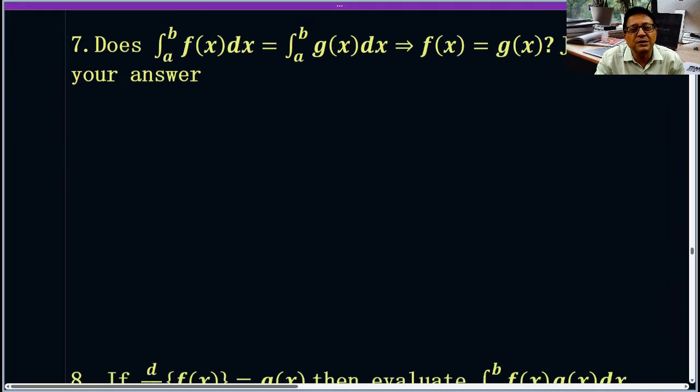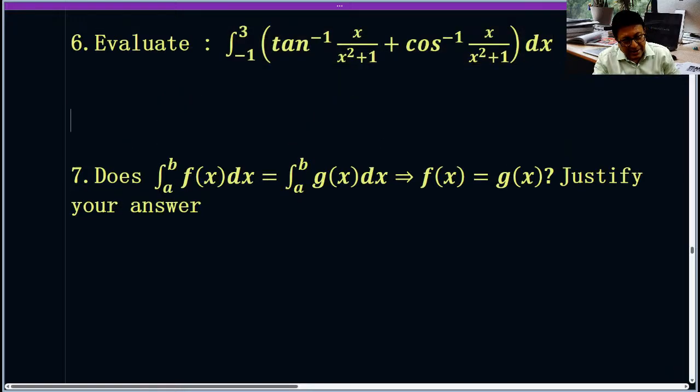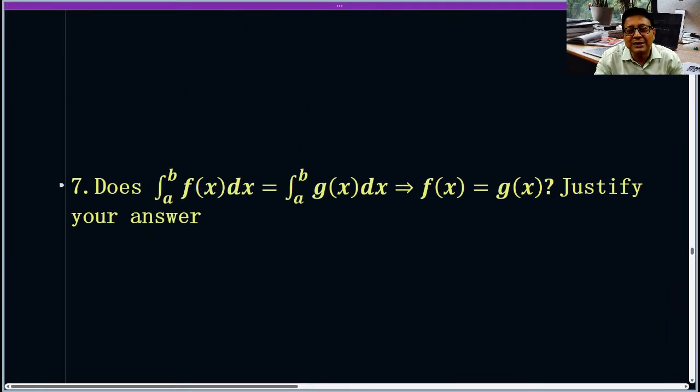Try this one. Does integral a to b f(x) dx equal integral a to b g(x) dx imply that f(x) equal to g(x)? Justify your answer.